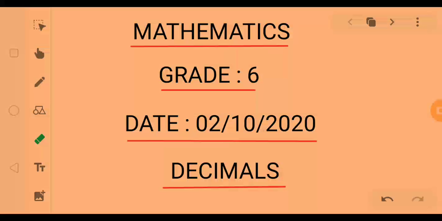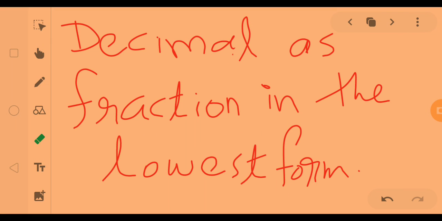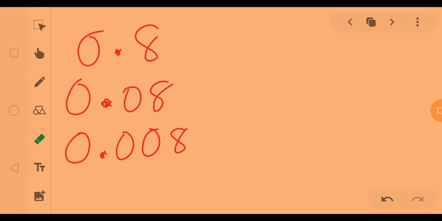In today's module, we are going to learn how a decimal is expressed as a fraction in the lowest form. So let's get started. Here we have the decimal numbers 0.8, 0.08, 0.008. Let's express these numbers in fraction form.